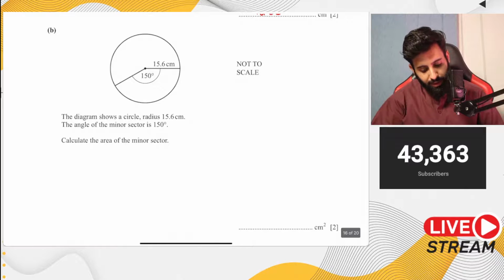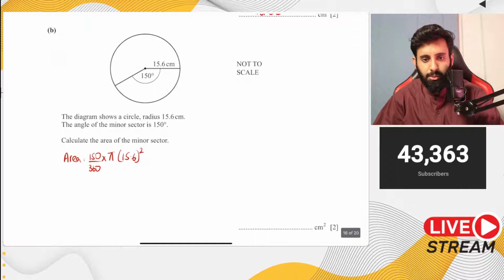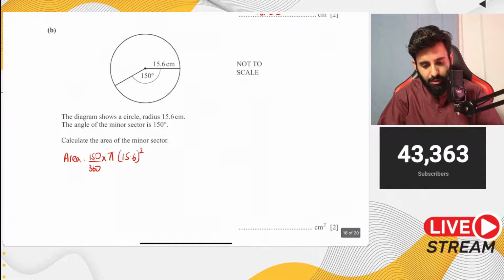So how do you calculate the area of a sector? Area equals theta upon 360 multiplied by pi r squared. So r, as we can see, is 15.6, so might as well replace it with 15.6. Okay, so you work this out, you will have 150 divided by 360 into pi into r squared.